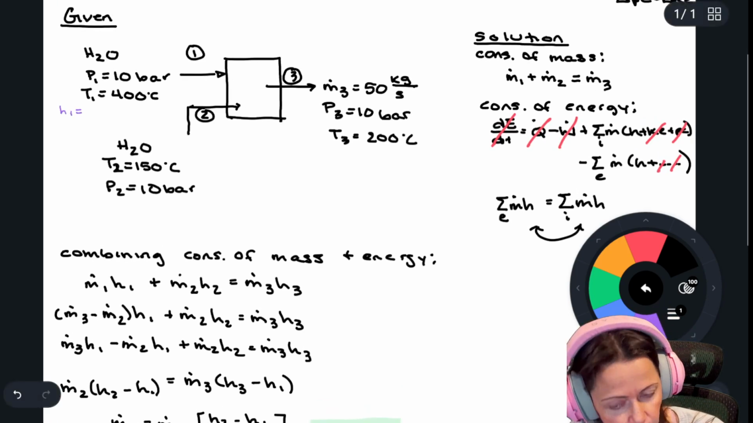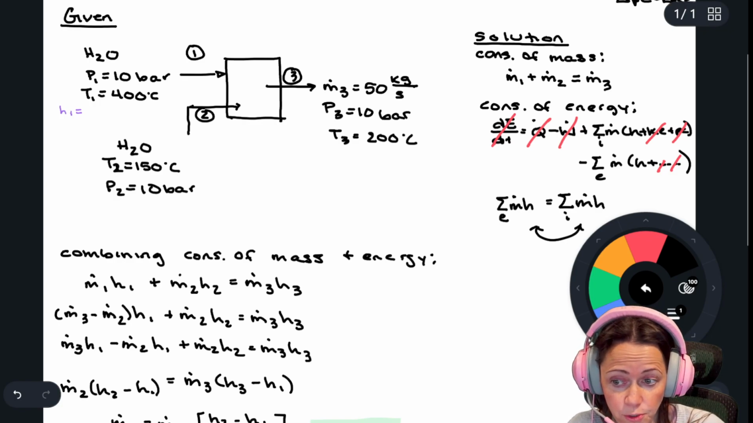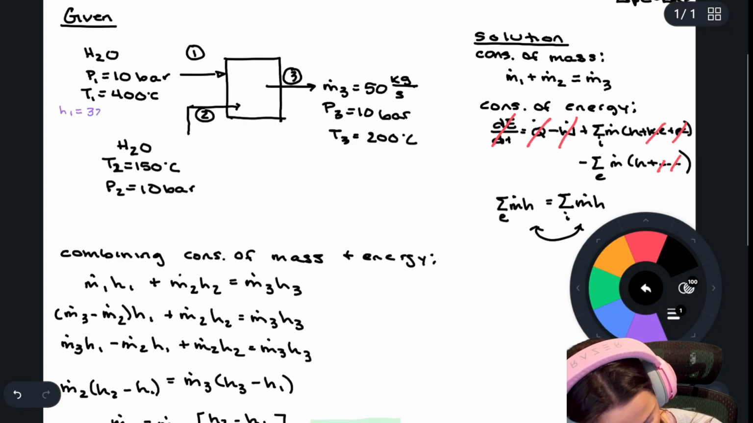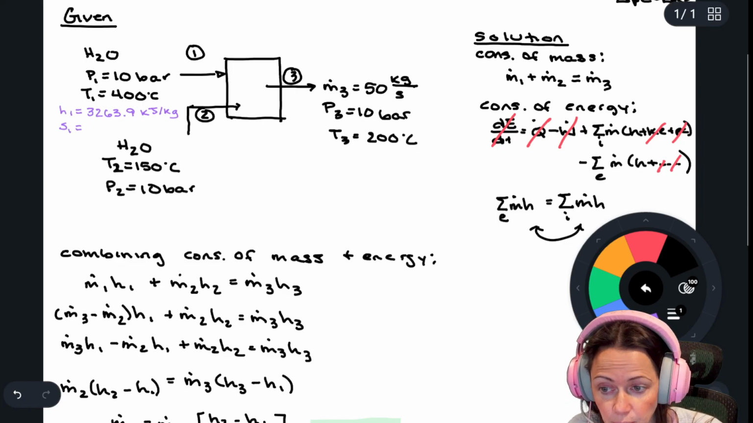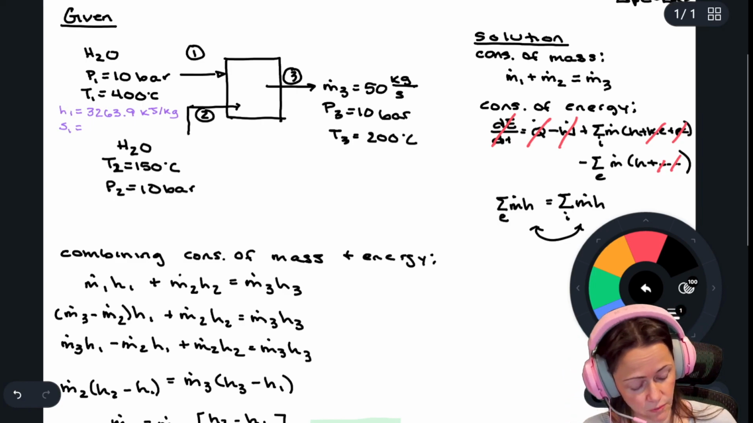So why don't I put that over here? H1 ends up being 3263.9 kilojoules per kilogram. My S1 in the superheated tables is 7.4651.